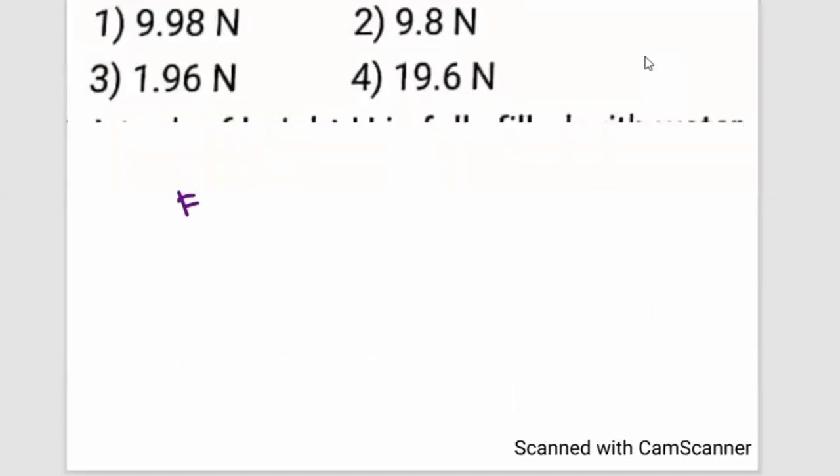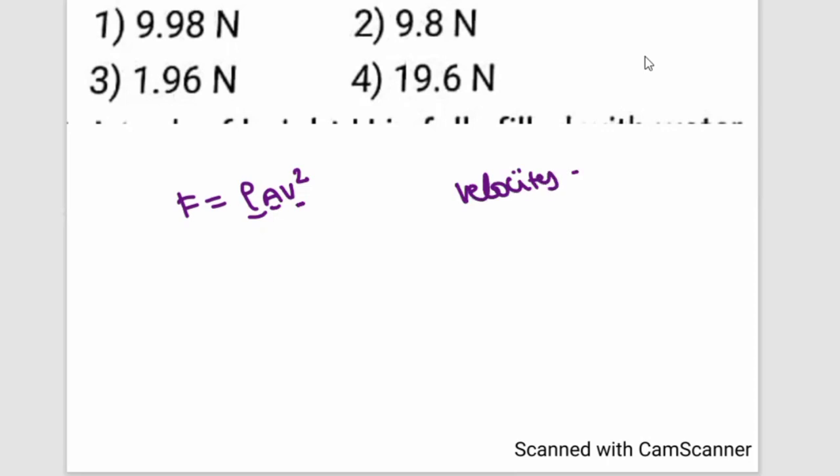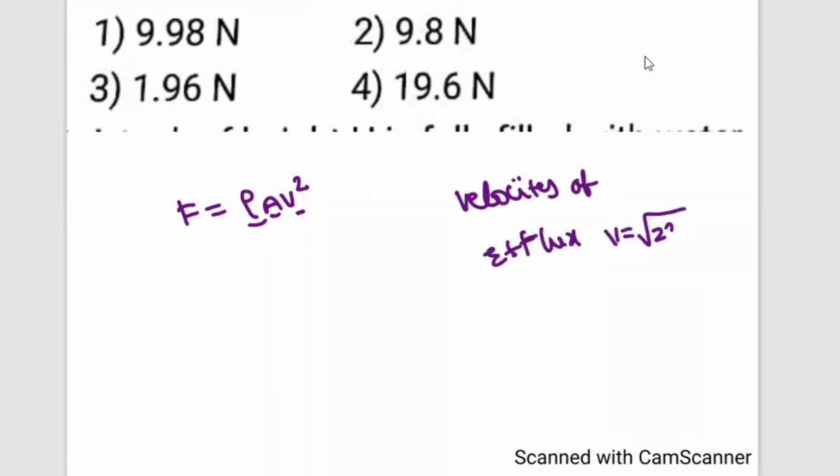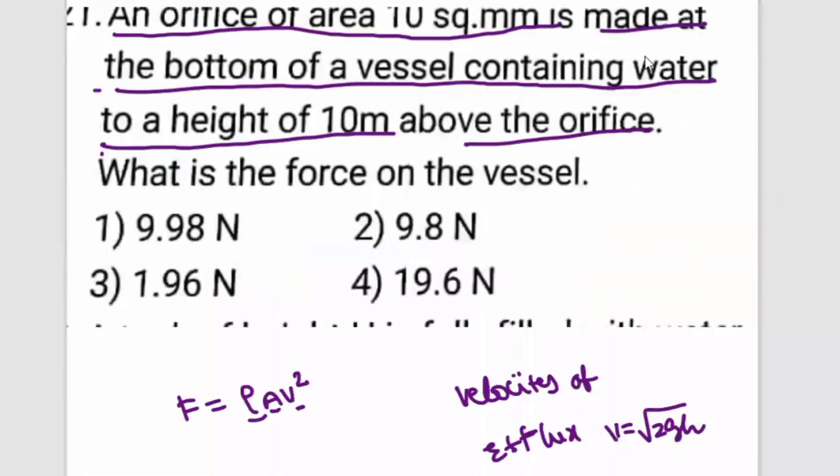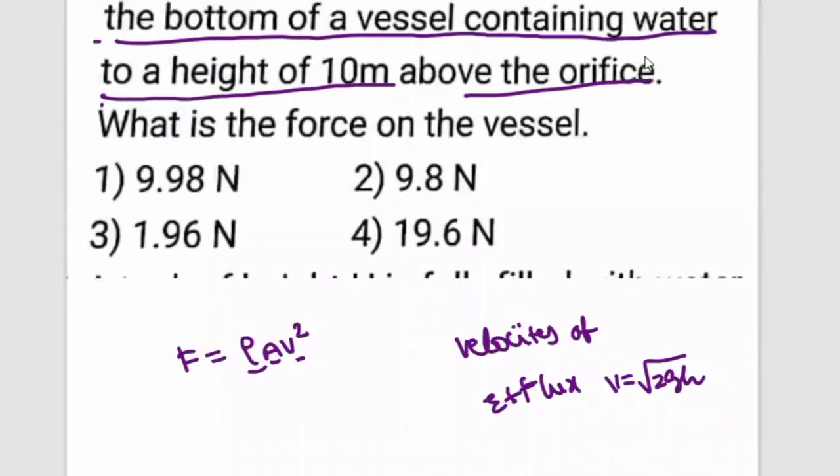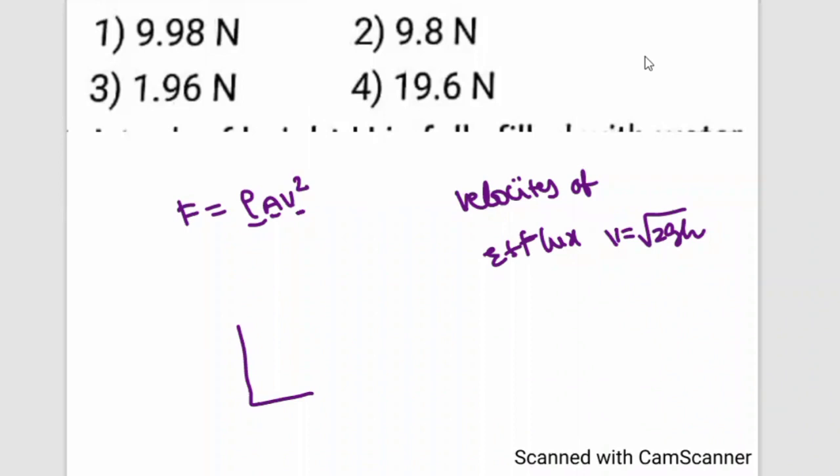Actually here, force exerted on the walls of a container, F is equal to rho into A into V square. Rho is the density, A is area, V is velocity. Velocity of efflux, V is equal to square root of 2 into g into h. They gave height 10 meter above the orifice. Height above the orifice was 10 meter.